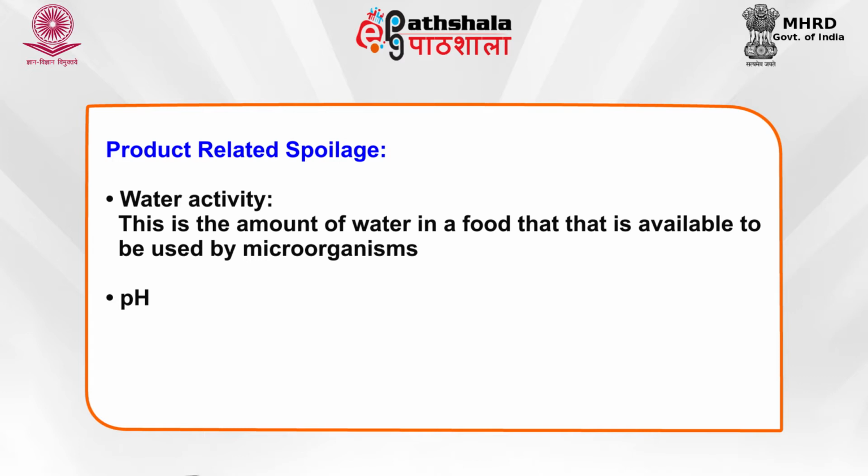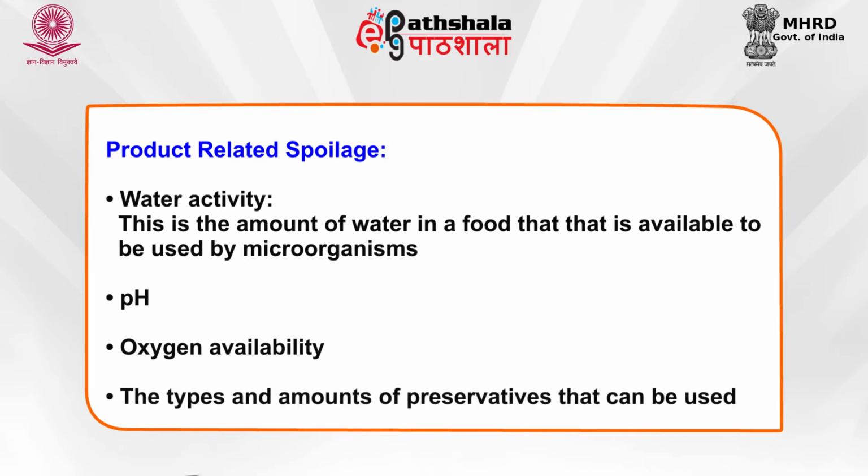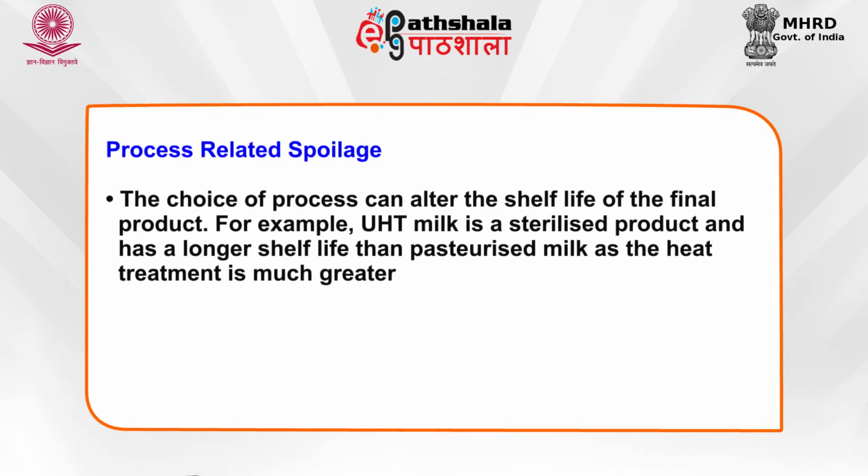The other points to consider are oxygen availability and the types and amounts of preservatives that can be used. Coming to the other one, process related spoilage. The choice of process can alter the shelf life of the final product. For example, if we take UHT milk, UHT milk is a sterilized product and has a longer shelf life than pasteurized milk, as the heat treatment is much greater.